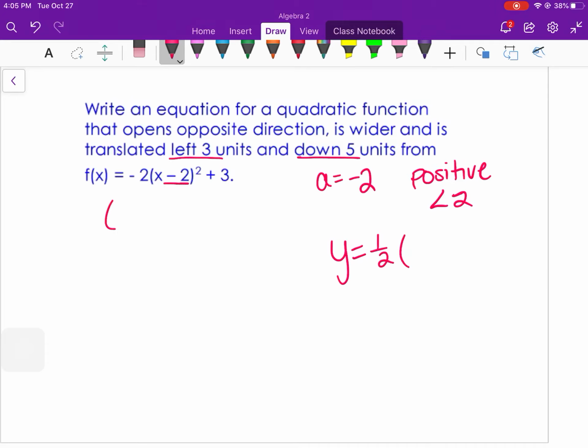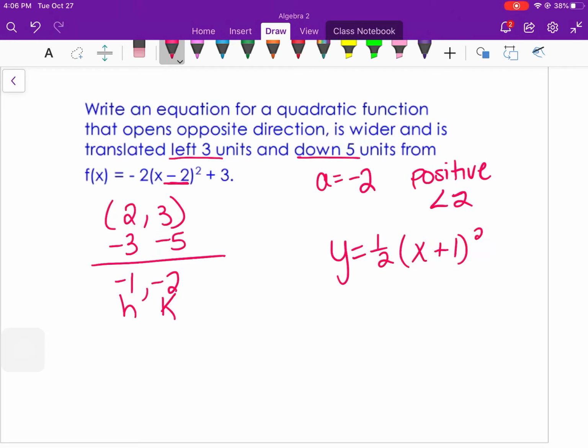Then translated left 3 and down 5, I would take the current vertex, which is +2, 3, opposite of the first one. Left 3 would be -3, right 3 would be +3, and then down 5 is -5. So 2 minus 3 is -1, 3 minus 5 is -2. That'd be your new vertex. That's what you plug in for h, k. So it'd be x plus 1 squared and then -2 would be the equation.